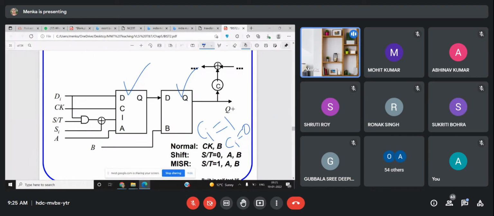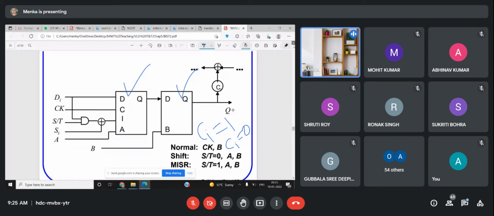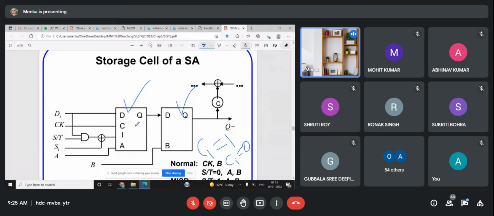In this case, since we have multiple inputs, we'll be using two registers instead of one register. We are using two registers, and the DI entry is here through this flip-flop, and then this is going to the next one, and then using this XOR gate later on. So this is the storage cell of the signature analyzer for the multiple input signature register.